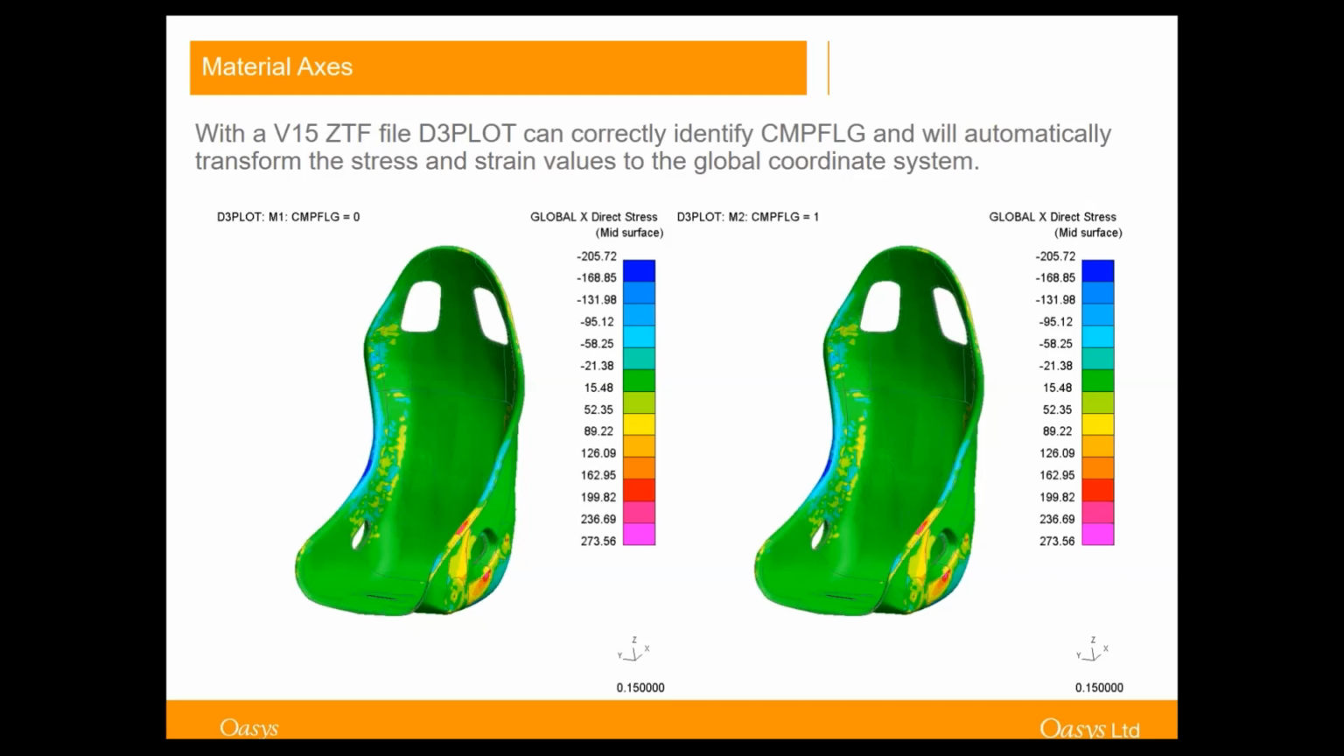So the plots on this slide just show the same model. On the left, the model was run with conflag of 0, and on the right, it was run with conflag equal to 1. And you can see that the plots are identical, which is a demonstration that D3plot has been able to automatically detect the correct way to interpret the results, even though some of them are output in the material axes for the model on the right.